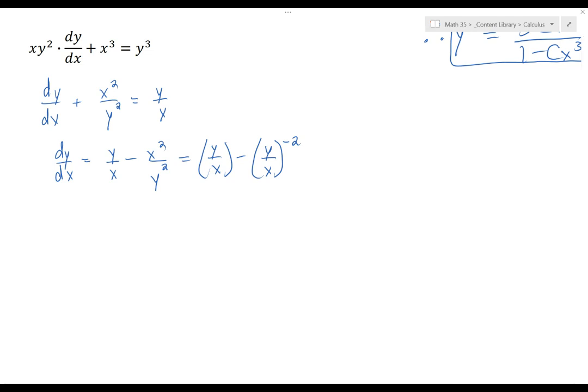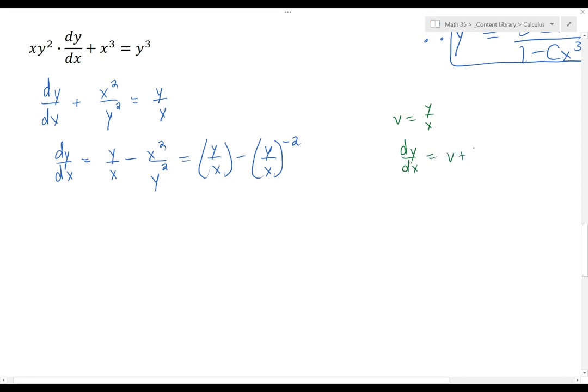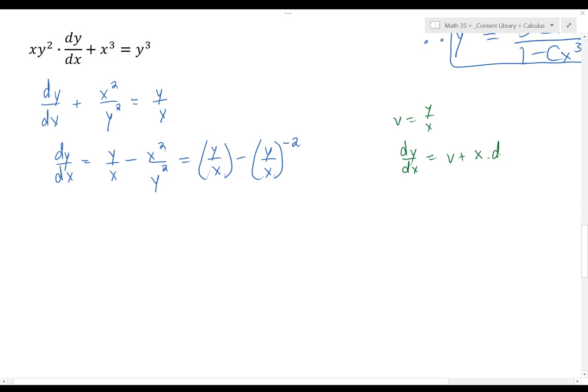So then I do the same substitution as I've done before. So v equals y over x, which means dy dx equals v plus x dv dx.